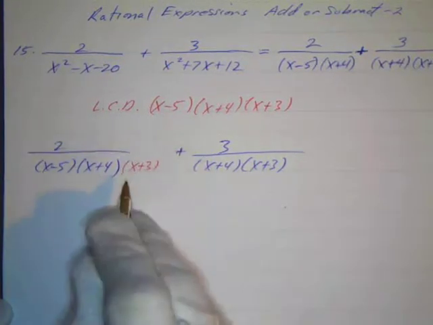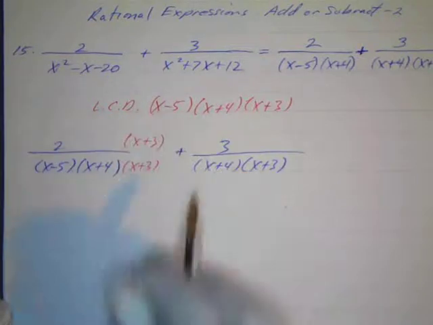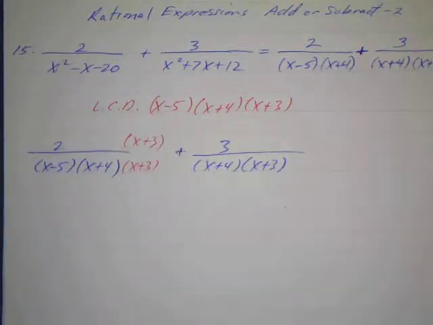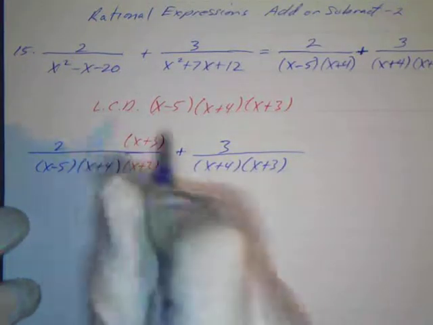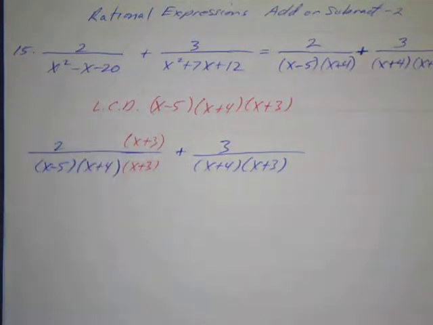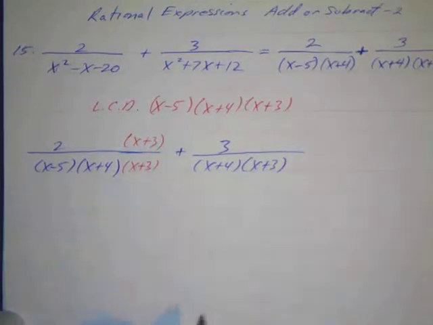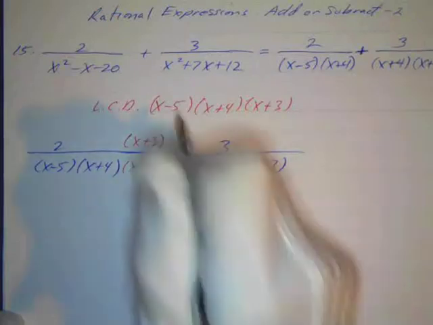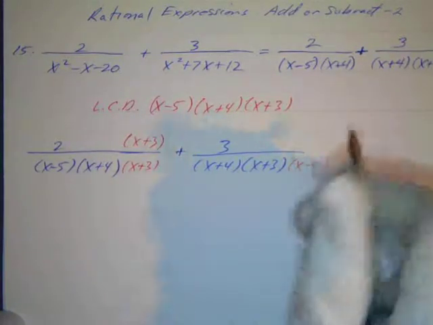But remember, what you do to the bottom, you've got to do to the top, so I have to multiply by x plus 3 here. Now remember, what's x plus 3 over x plus 3? That's just 1. So no problem, because we can multiply anything by 1, it won't change the value. 1 is the identity element in the field of real numbers. And now we have a denominator that looks exactly like our LCD. Over here, the same idea. What am I missing here? x minus 5, so I need to multiply the top and the bottom by x minus 5.